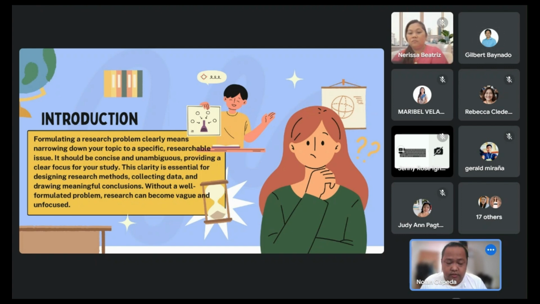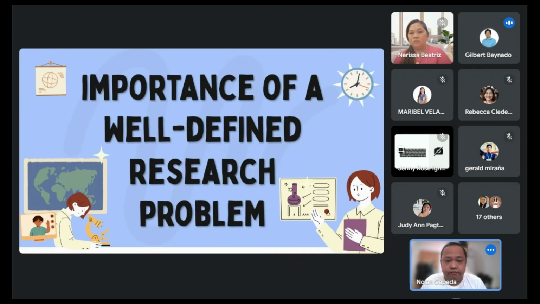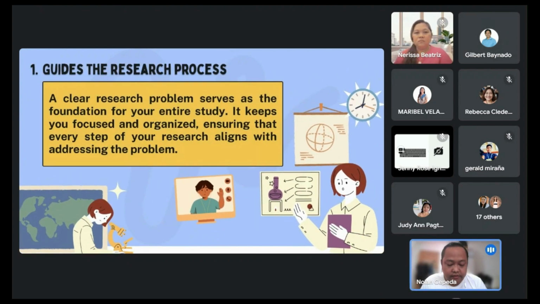The following are the importance of a well-defined research problem. So why is it important to have a well-guided research problem? Number one, it guides the entire research process. A clear research problem serves as the foundation for your entire study. It keeps you focused and organized, ensuring that every step of your research aligns with addressing the problem.